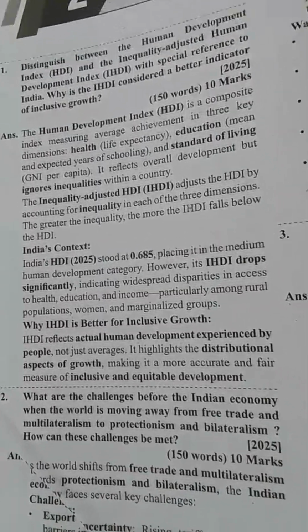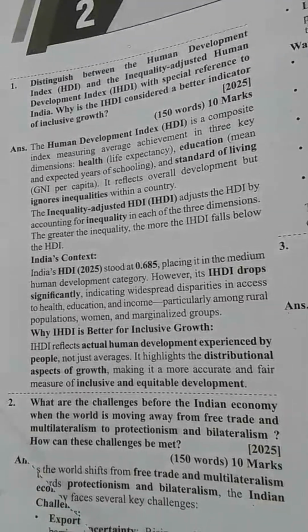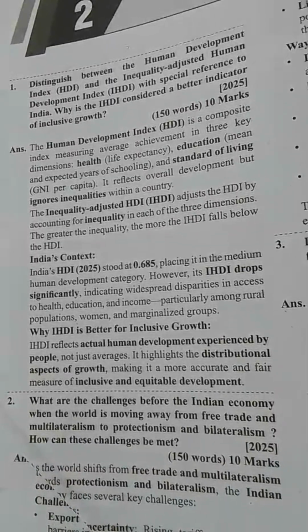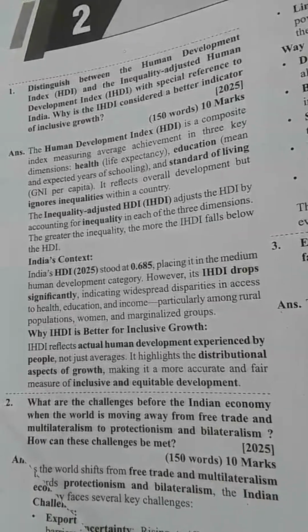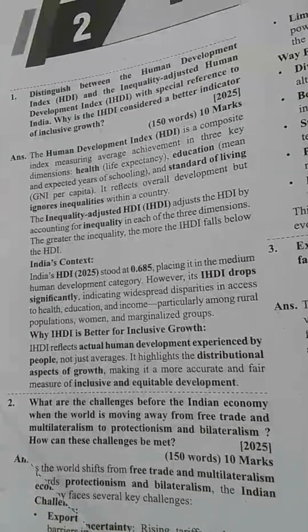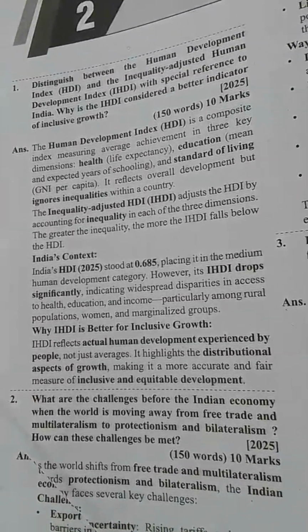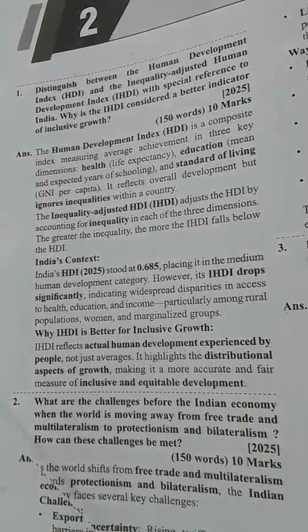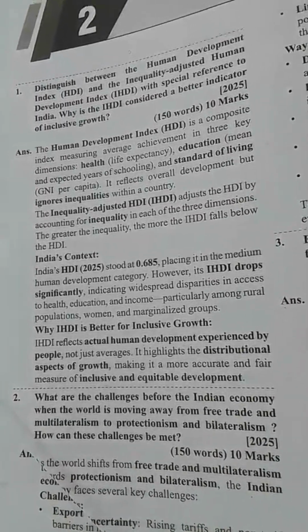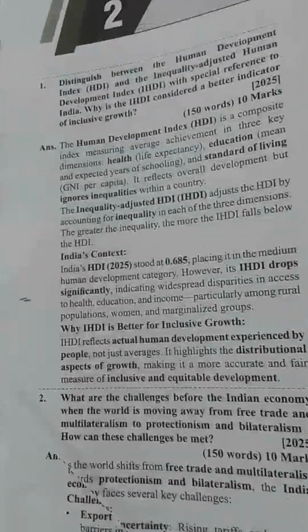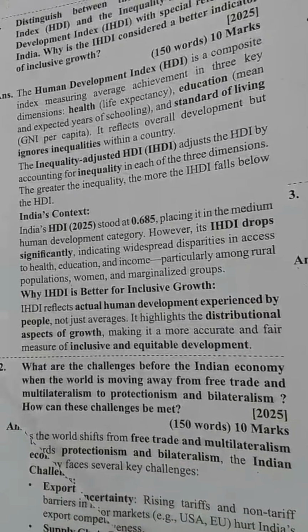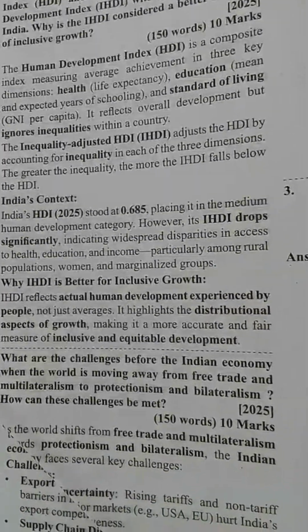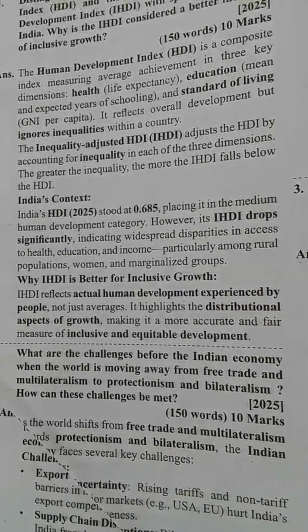India's SDI stood at 0.685, basing it on the human development index. India ranks 130, in the medium development category. However, the SDI drops significantly. There are widespread disparities in access to health, education and income, particularly among the rural population, women and marginal groups.